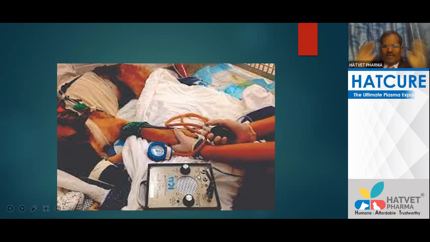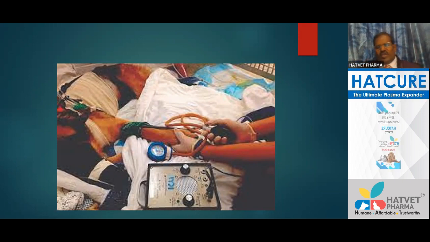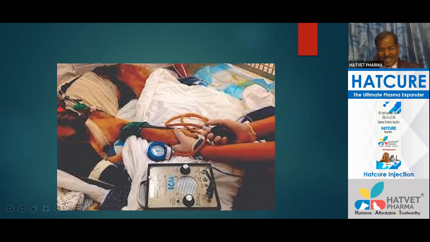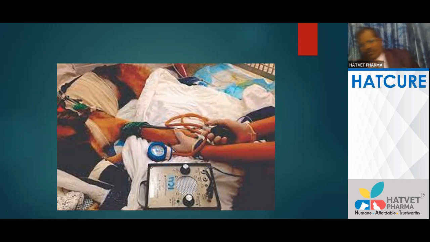There are headphones also available. We can connect it with the headphones and hear the sound. In my opinion, it is better to use the headphones. Some of the dogs don't like this sound. Cats especially don't like this type of sound.